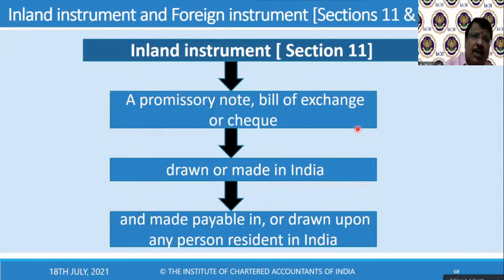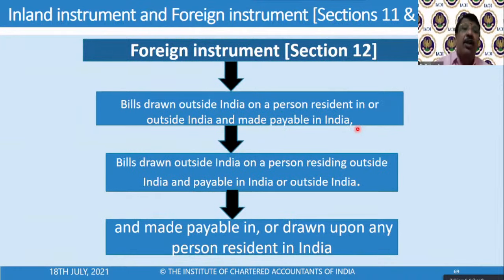Quickly, let us go through certain classifications of instruments. An inland instrument is one which is drawn or made in India and made payable or drawn upon any person resident in India. So it is drawn in India and the drawee is a person resident in India. A foreign instrument is a bill drawn outside India on a person resident in or outside India. So the bill is drawn outside India, but it may be payable by a person who is in India or outside India.